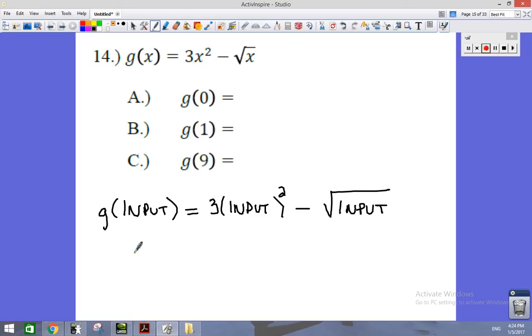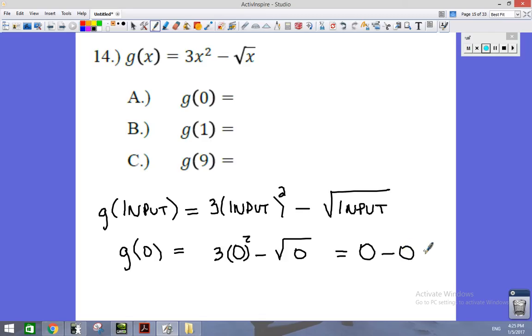So when the input is 0, what do we have? Well, we're going to have 0 squared, and then we're going to multiply it by 3, and then we're going to subtract the square root of 0. That's pretty easy arithmetic. 0 squared is 0, and 3 times 0 is 0. So that first number is 0. And when I take the square root of 0, it's 0. The second number is 0, and 0 minus 0 is 0. So g evaluated at 0 is 0. If you were to graph this function, it passes through the origin.